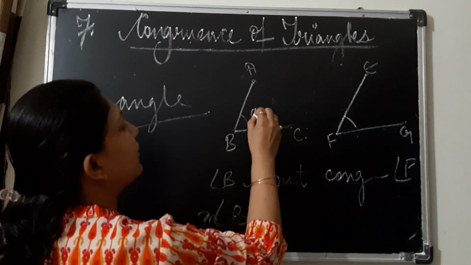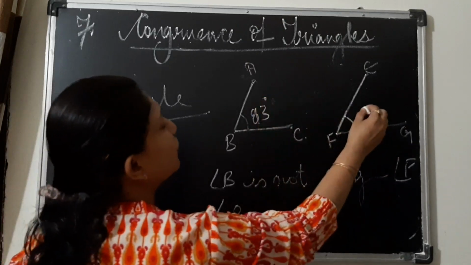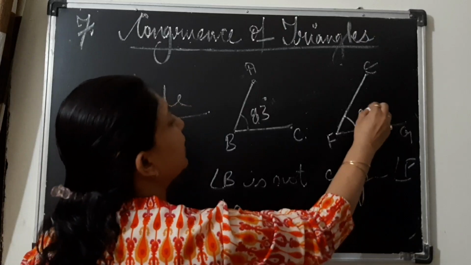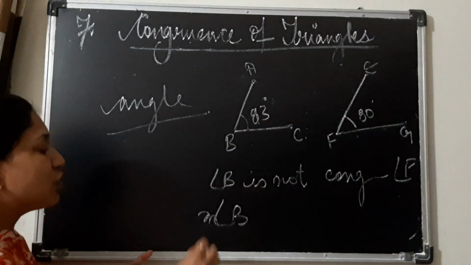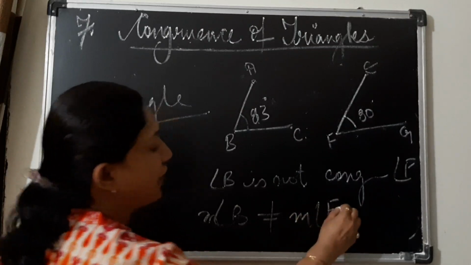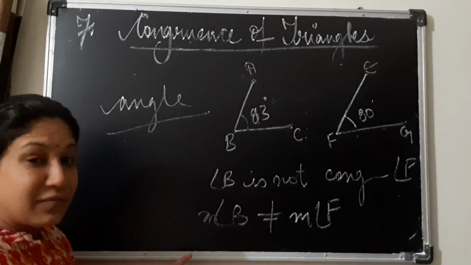Suppose this is 83 degrees and this is 80 or 75, correct? So the measurement of angle B is not equal to the measurement of angle F. This is the reason why they are not congruent.